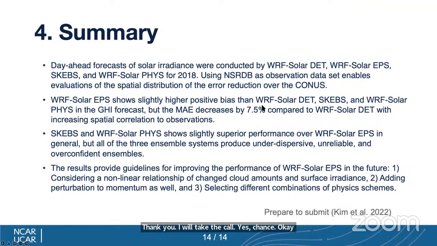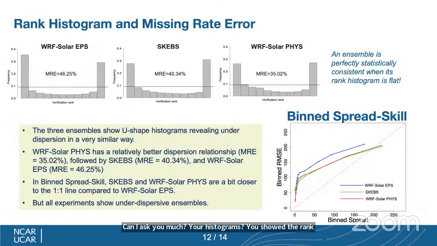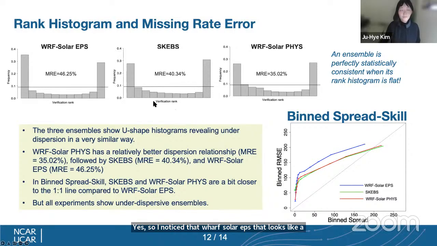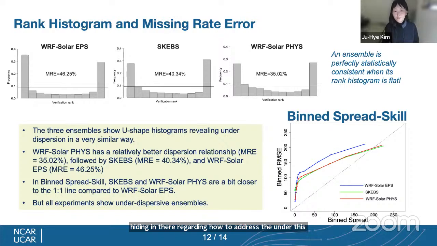Okay, thank you. Are there any questions? Can I ask you about your histograms? You showed the rank histograms. I noticed that the WRF-Solar EPS looks like a very symmetric histogram, but the other ones are not, they're more asymmetric. So I wonder if there's a little bit of a clue hiding in there regarding how to address the under-dispersion problem.